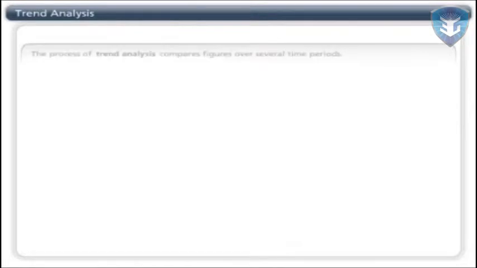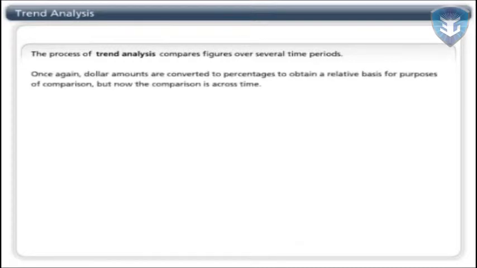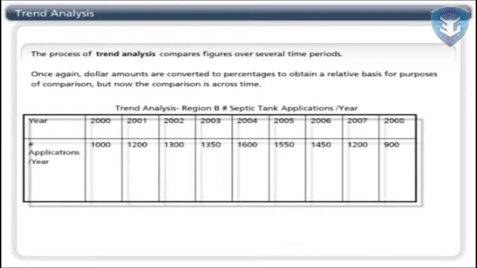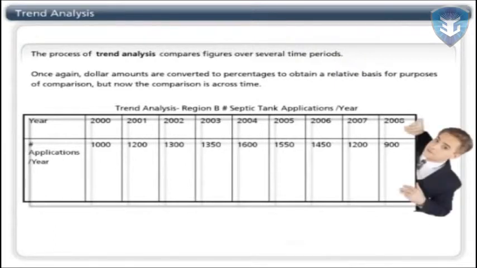The process of trend analysis compares figures over several time periods. Once again, dollar amounts are converted to percentages to obtain a relative basis for purposes of comparison. But now the comparison is across time. This chart is an example of a trend analysis chart. Let's take a closer look.